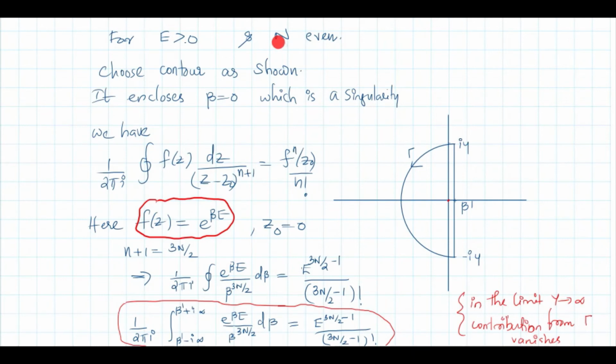Again, we can show that this is the answer for this closed contour. In the limit y tends to infinity, the contribution from this semicircle will vanish. So we can say that the closed contour answer is the same as this straight line integral.